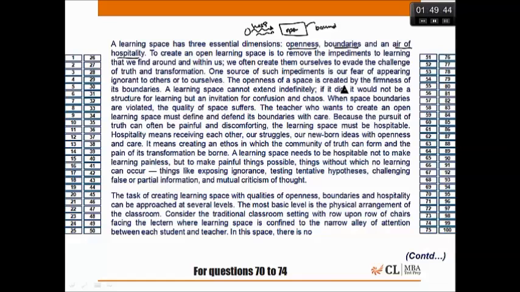The openness of a space is created by the firmness. Oh, what a statement! Openness of space is created by the firmness of its boundary. We need boundary to be open. I don't know what that means. Okay, let's see what it's saying.